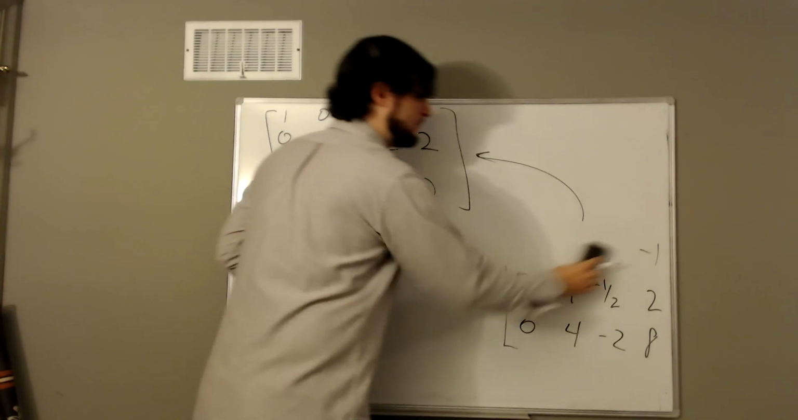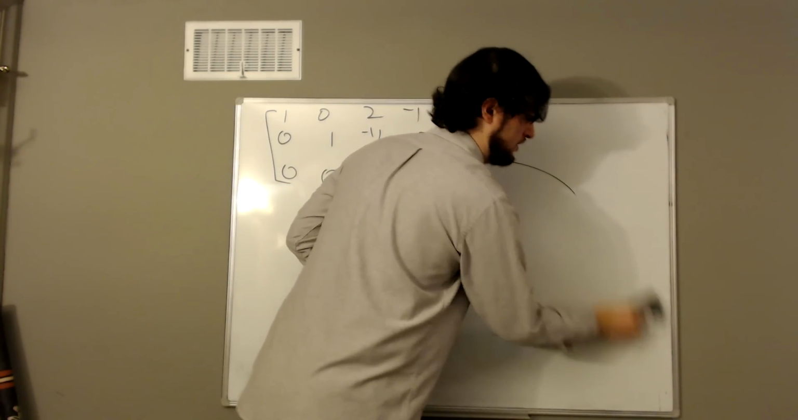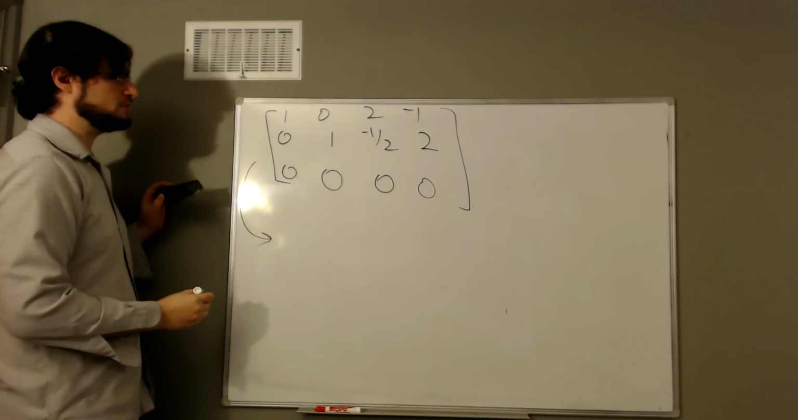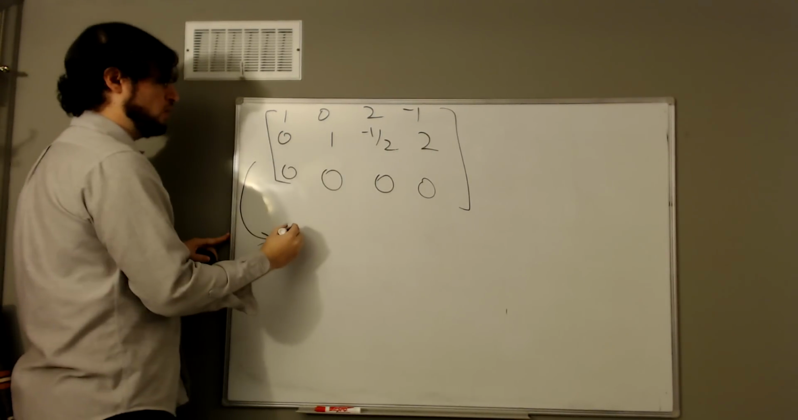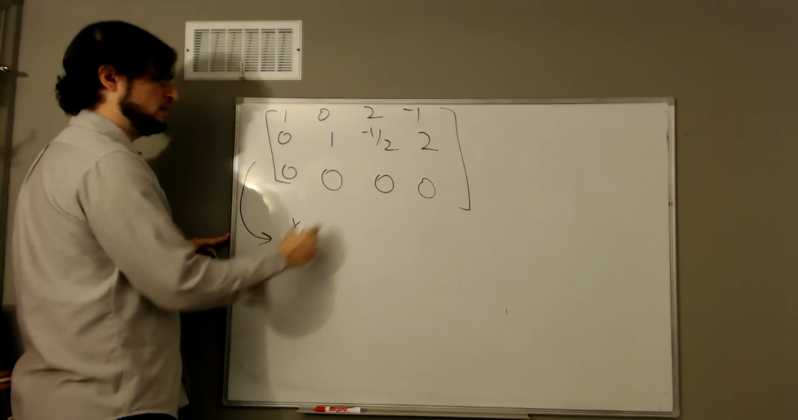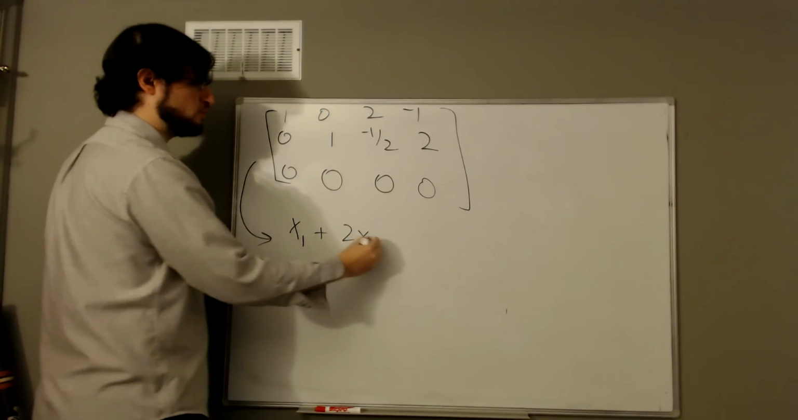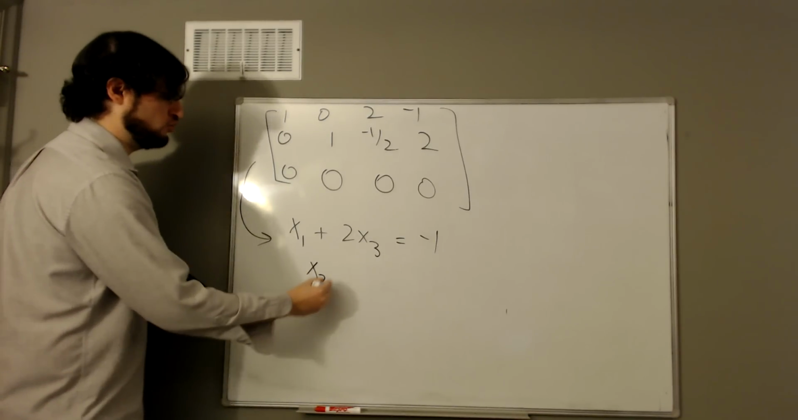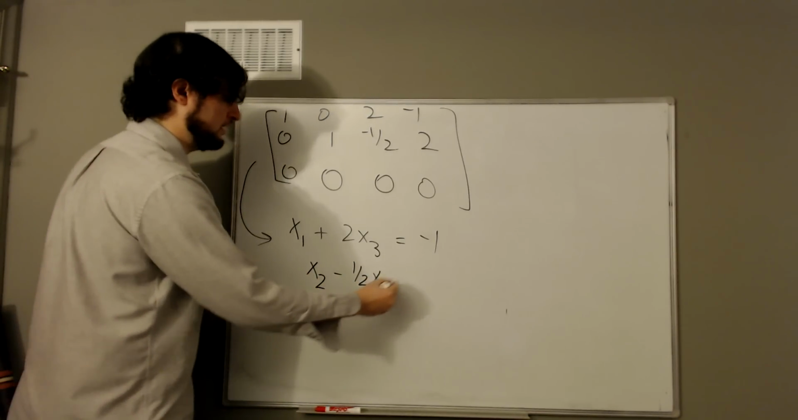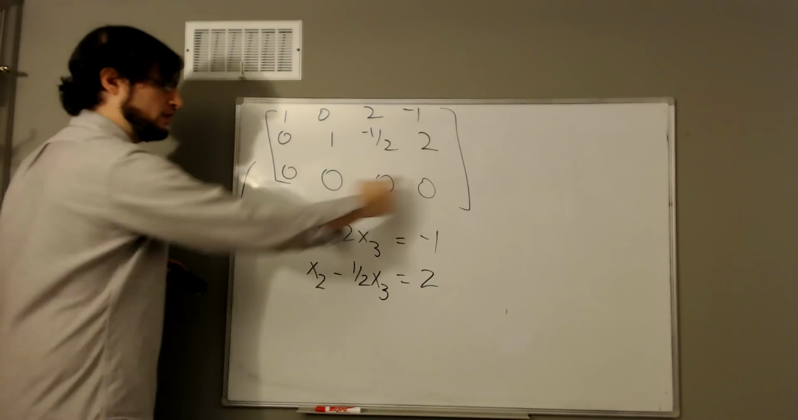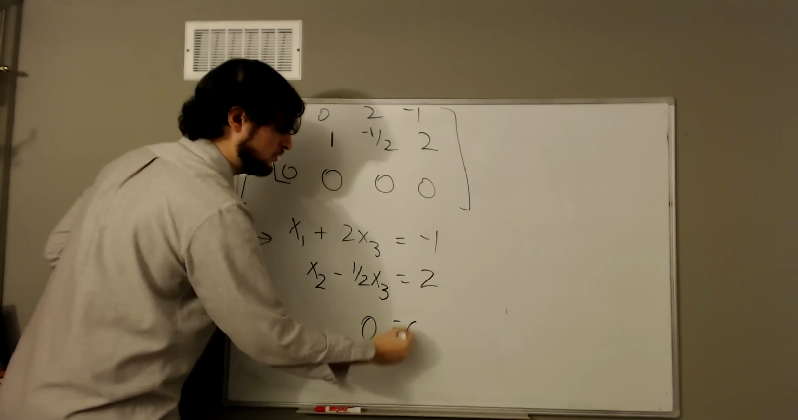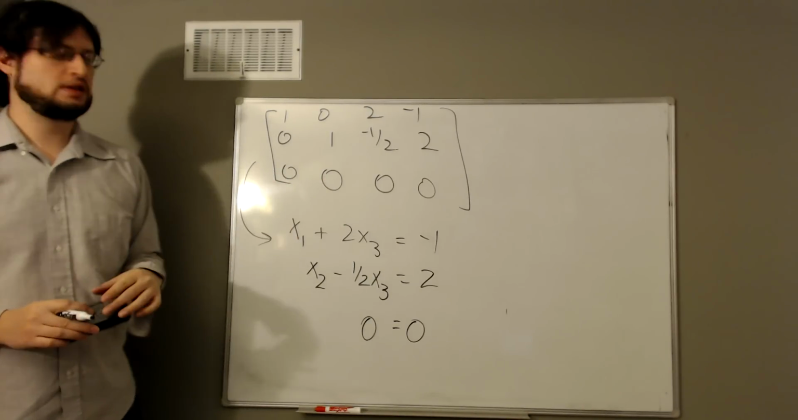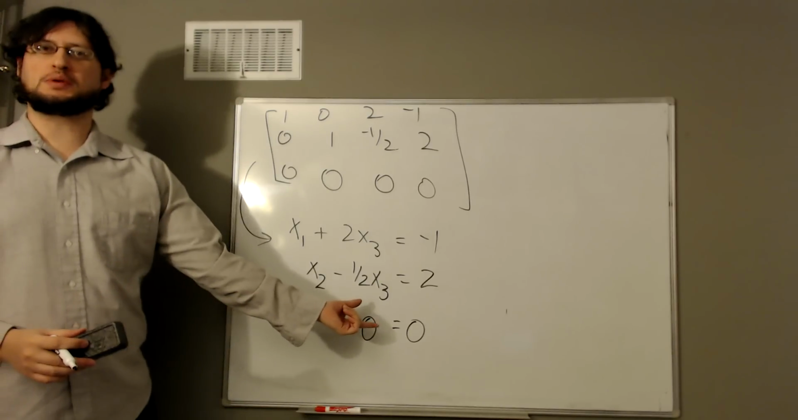And so let's see what happens if we return this to a system of equations and understand how we can write down our solution. So if I return this to a system of equations, it becomes 1x1 plus 2x3 is negative 1. x2 minus 1/2 x3 is 2. This last line says 0 is 0: 0x1 plus 0x2 plus 0x3 is 0. And that's okay. 0 does equal 0, so there's no problem there.